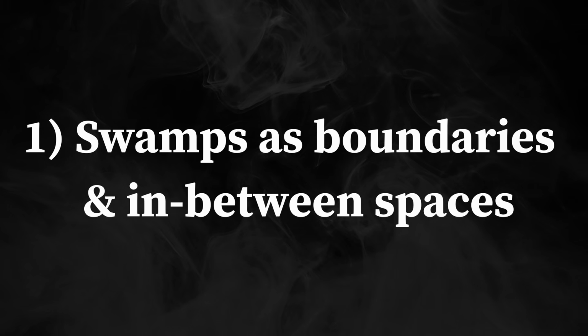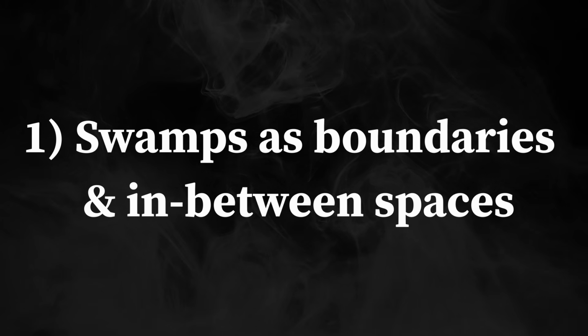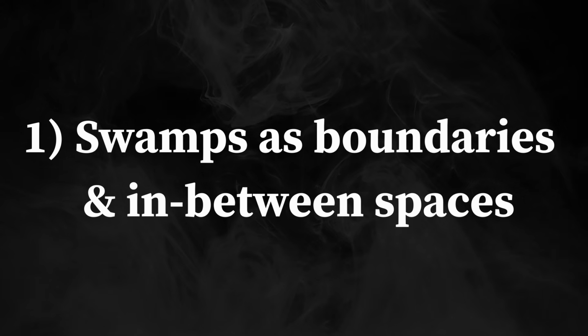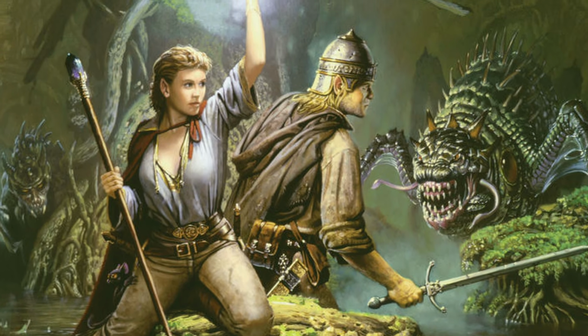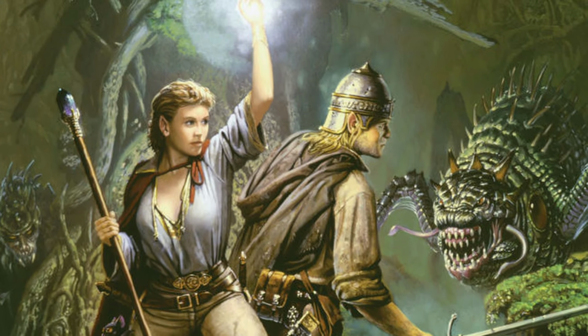The first theme is this idea of swamps as boundaries and in between spaces. Because swamps sit between solid ground and open water, they represent this idea of a boundary, this transitional space between the known and the unknown. Characters crossing them are often in a stage of transformation or testing.